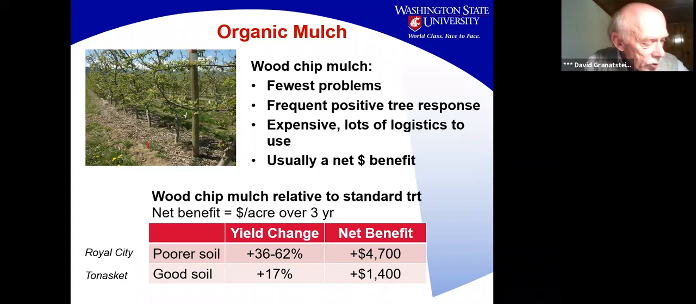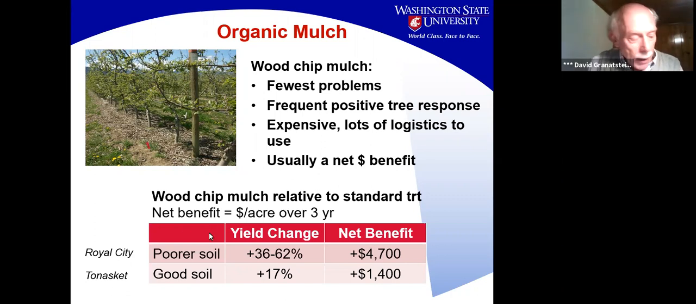Of the organic mulches, there have been a lot of studies with wood chip mulch because it's tended to have the fewest problems. Frequently, there have been positive tree responses, and I'll give you an example of that. It is expensive. There's a lot of logistics involved, but from the studies that have been done, including one I did, we had a net positive outcome after paying for the mulch. It still was a positive economic benefit. So it makes sense to consider this as a possible practice.